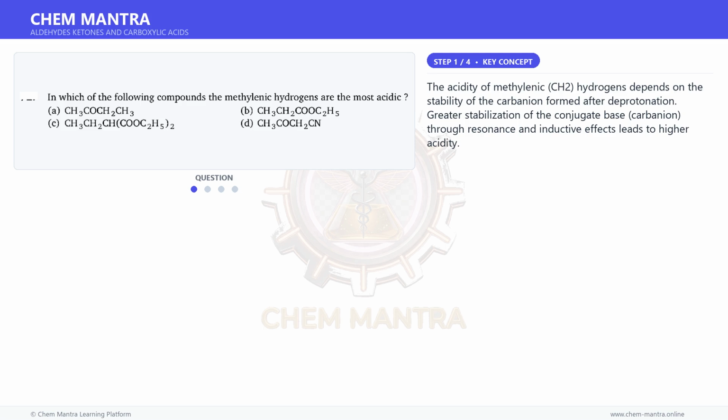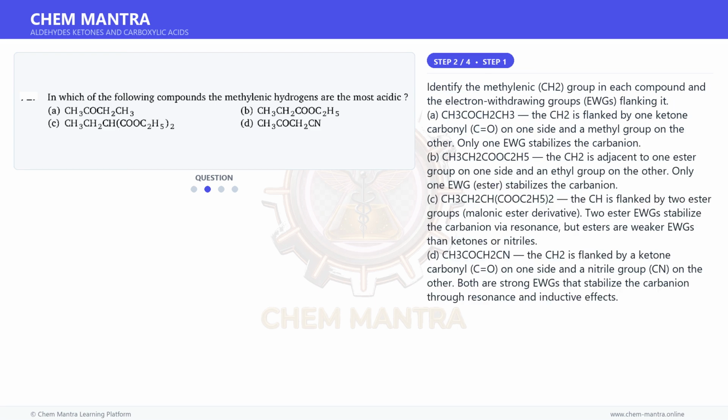The acidity of methylenic, CH2, hydrogens depends on the stability of the carbanion formed after deprotonation. Greater stabilization of the conjugate base, the carbanion, through resonance and inductive effects leads to higher acidity. Moving on to the next step.